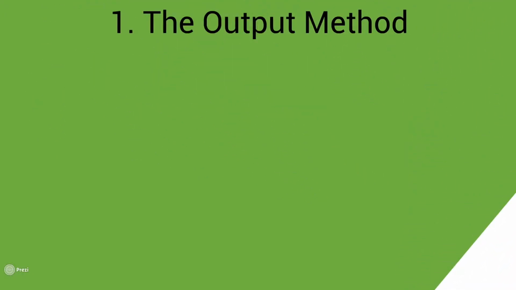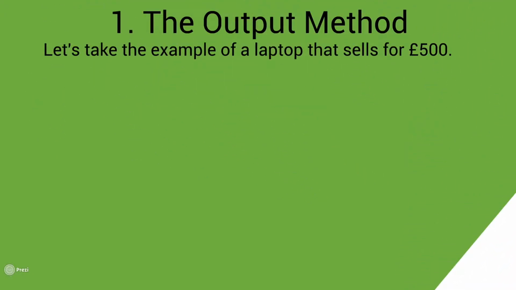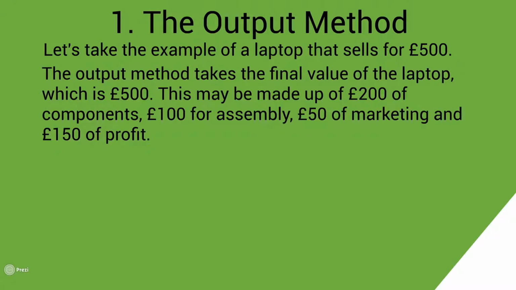Let's take an example. Suppose we had a laptop that sells for £500. The output method takes the final value of the laptop, which is £500. This laptop may be made up of £200 of components, £100 for the assembly of these components, £50 of marketing, and £150 of profit to the entrepreneur who organises the production of this laptop.